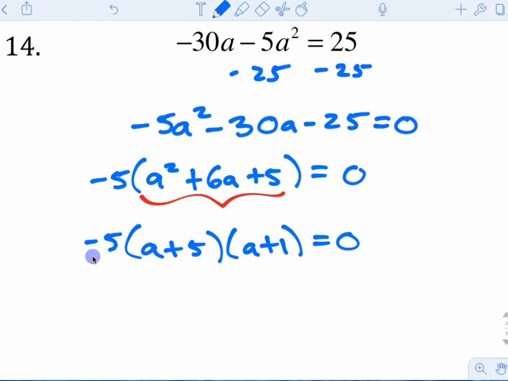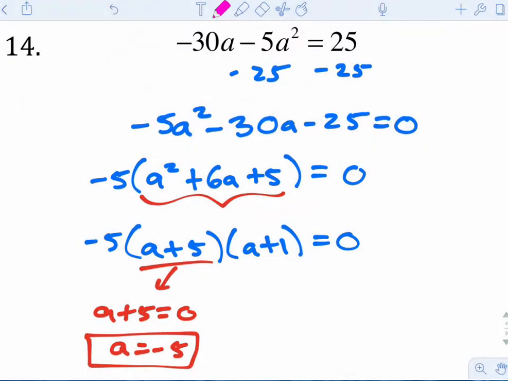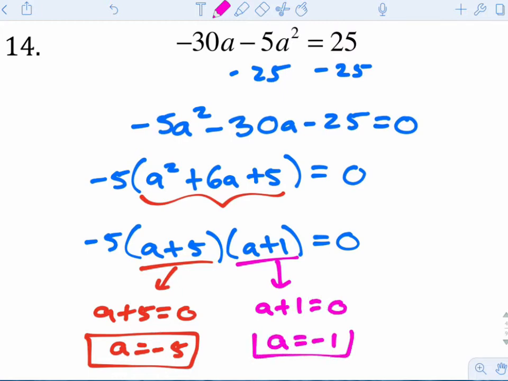Now, negative 5 is negative 5. It's never going to be 0. So at this point, we can disregard it a little bit. But with the rest, we can do some work. One option is for a plus 5 to be equal to 0, in which case a is equal to negative 5. The other possibility is that a plus 1 could be equal to 0, in which case a could be equal to negative 1. So the two solutions to our original equation are negative 5 and negative 1. Those two numbers, when we substitute them in, will make that statement true.